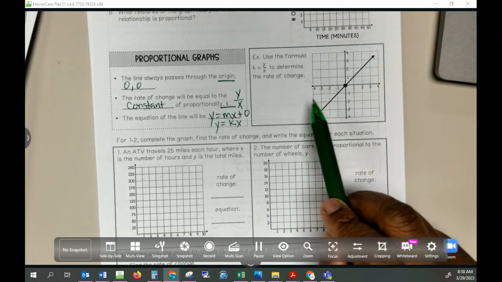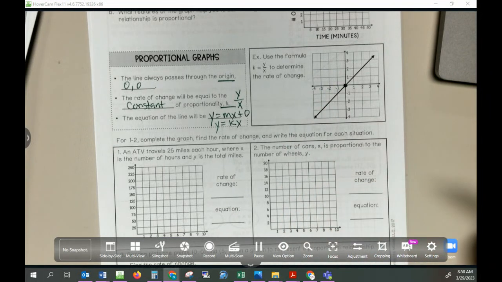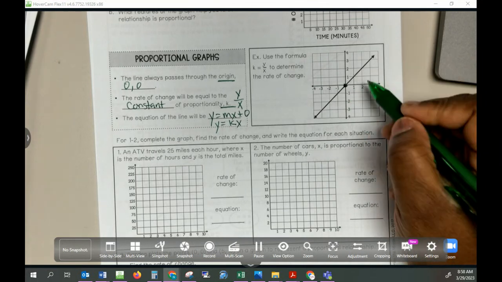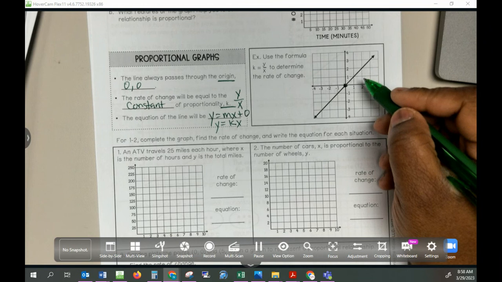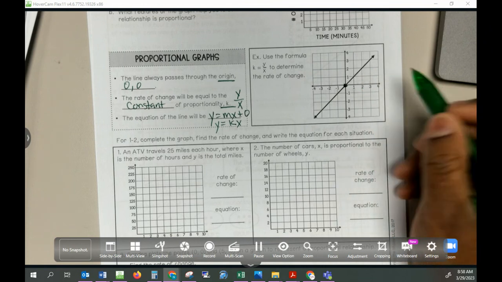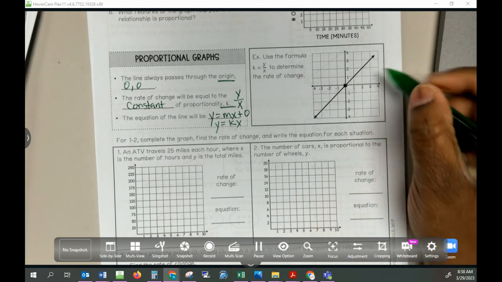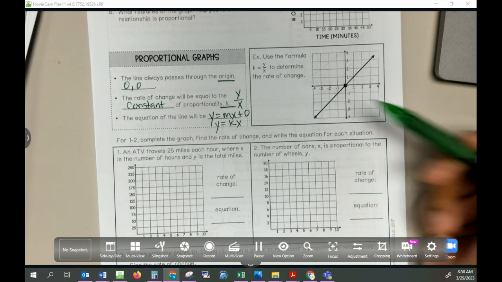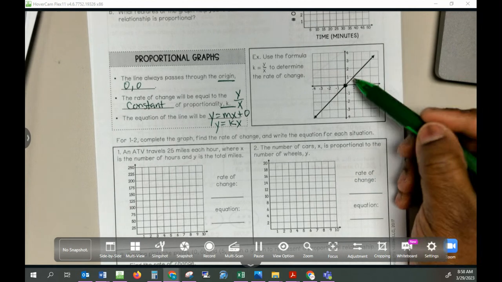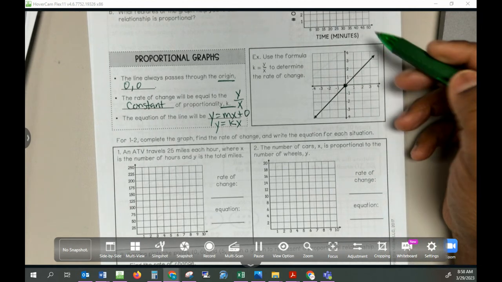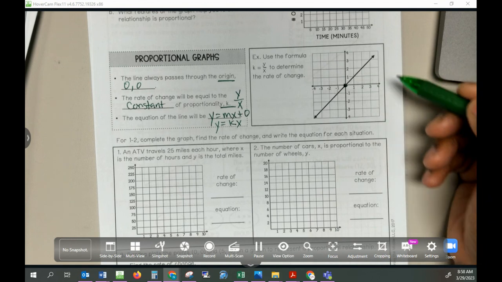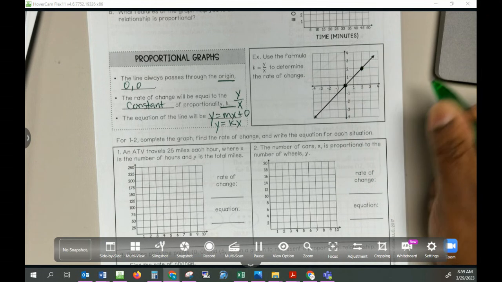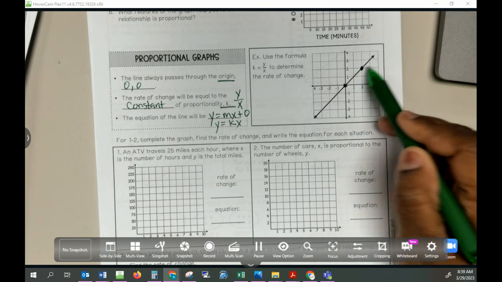So even here, if we wanted to determine what is the rate of change here, because it's proportional, we can go to the y and the x. So we need to get a point. We can't officially use 0, 0, because 0, 0 is implied. And what does that mean? That means that if it's already implied, we can't really use that. But we can use any other point on here. So for example, if I was going to use here, which is 2, 2.